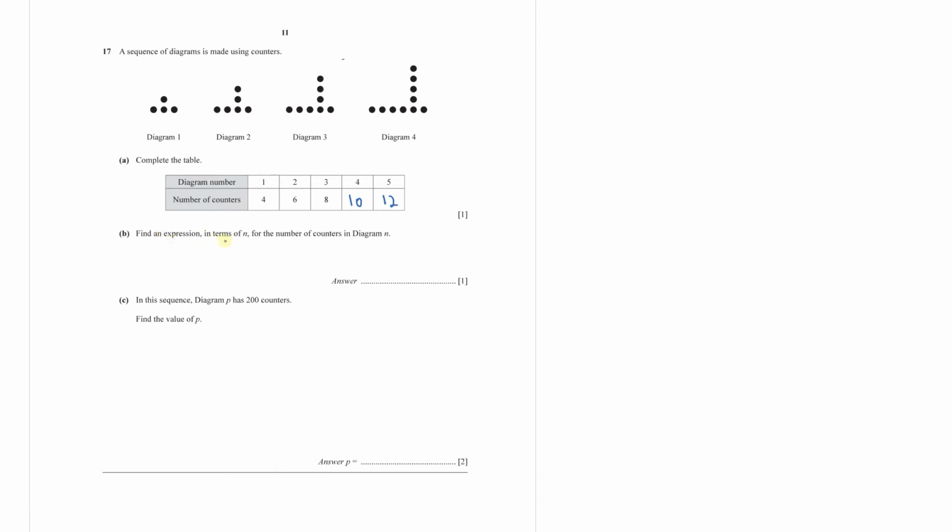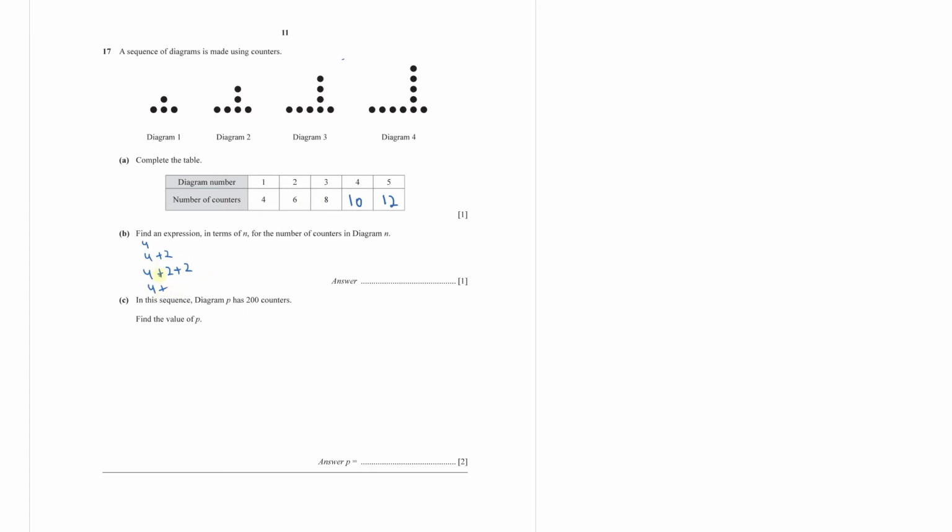Part B is find an expression in terms of n for the number of counters in diagram n. Similar to how we solve problems for sequences, you start writing out the sequence starting from the first value. So the first value is 4. The next value is 6, which is 4 plus 2. You write the first number in the sequence, and then you express the next numbers using the first number and then adding or subtracting something. So you see the difference is 2, so 4 plus 2. The next value is 8, which is 4 plus 2 plus 2.